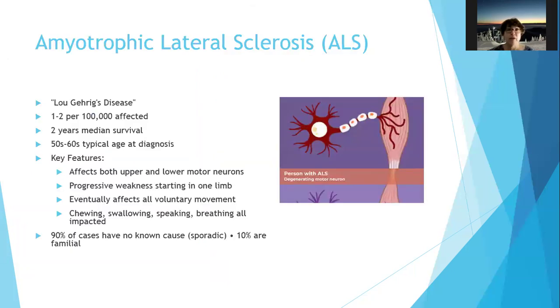So ALS, or amyotrophic lateral sclerosis, is probably something that you won't see a lot of. The prevalence is lower of this. It's a motor neuron disease, and in some countries, like in Britain, they call it motor neuron disease. They don't call it ALS. Or Lou Gehrig's disease, you'll sometimes hear, because he's a famous American who had this disease. So 1 to 2 per 100,000 affected, so pretty low prevalence. 2 years median survival after diagnosis.